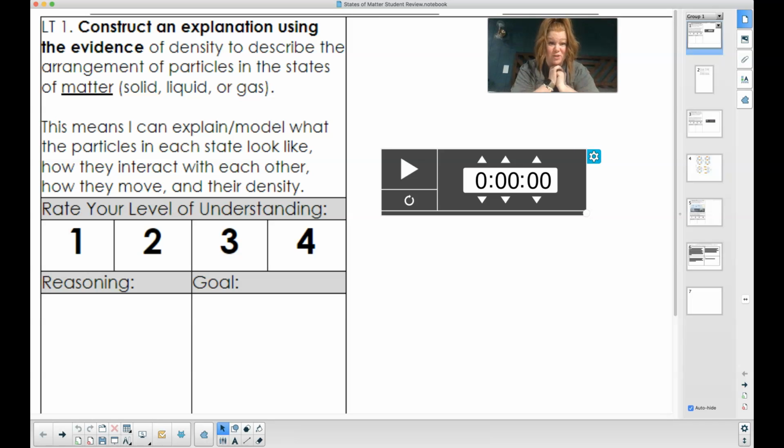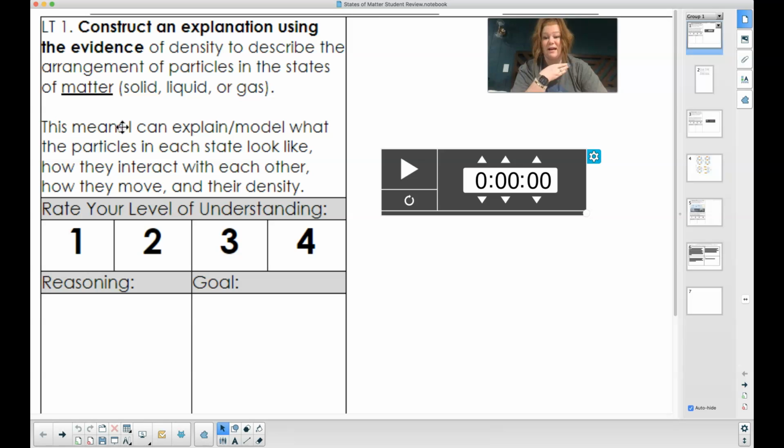So you should have your review paper. You can get one in the science drawer, or if you are at home, you can do it down below in Canvas. So number 1 wants us to construct an explanation using the evidence of density to describe the arrangement. So how are they situated together? How do they interact with each other? Of particles in the states of matter, solid, liquid, and gas. So what does all of that mean?